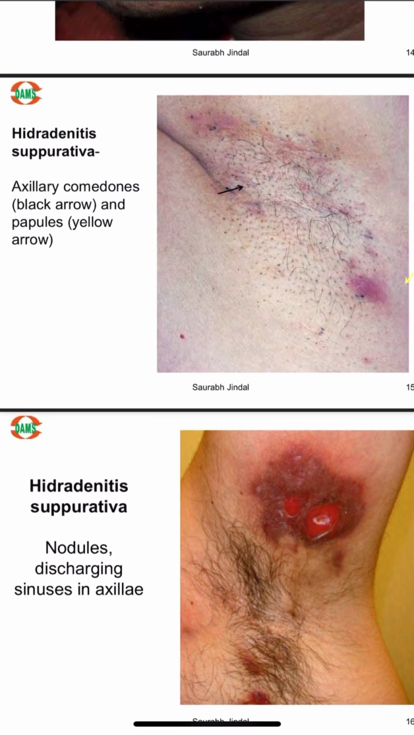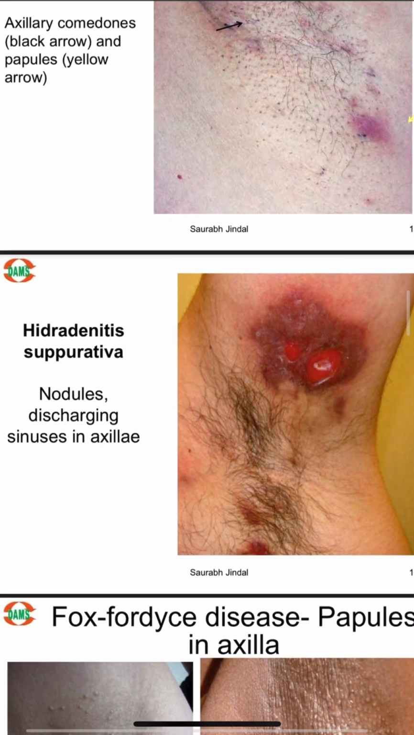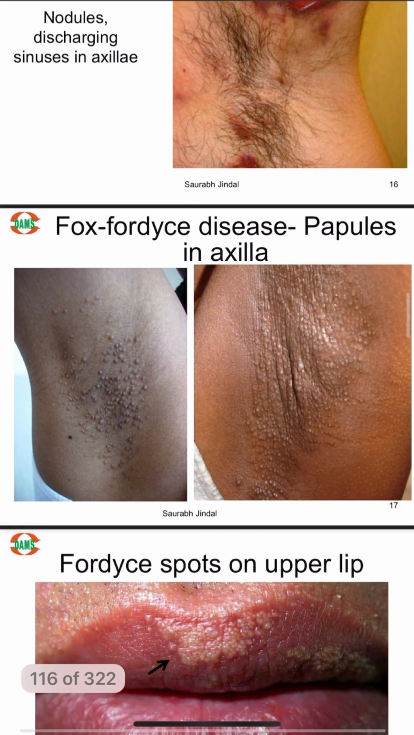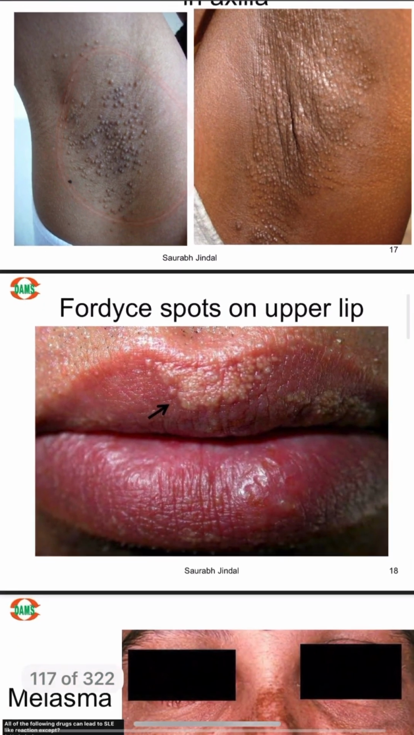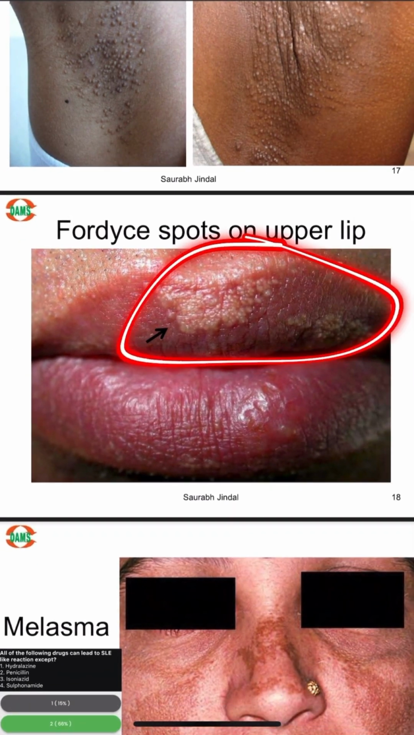Hidradenitis suppurativa. It is the axillary comedones and papules. Hidradenitis suppurativa of the axilla, discharging nodules and sinuses seen. Again in axillary region, papules seen, which is known as Fox-Fordyce disease. This is Fordyce spots on the upper lip, yellowish in color.